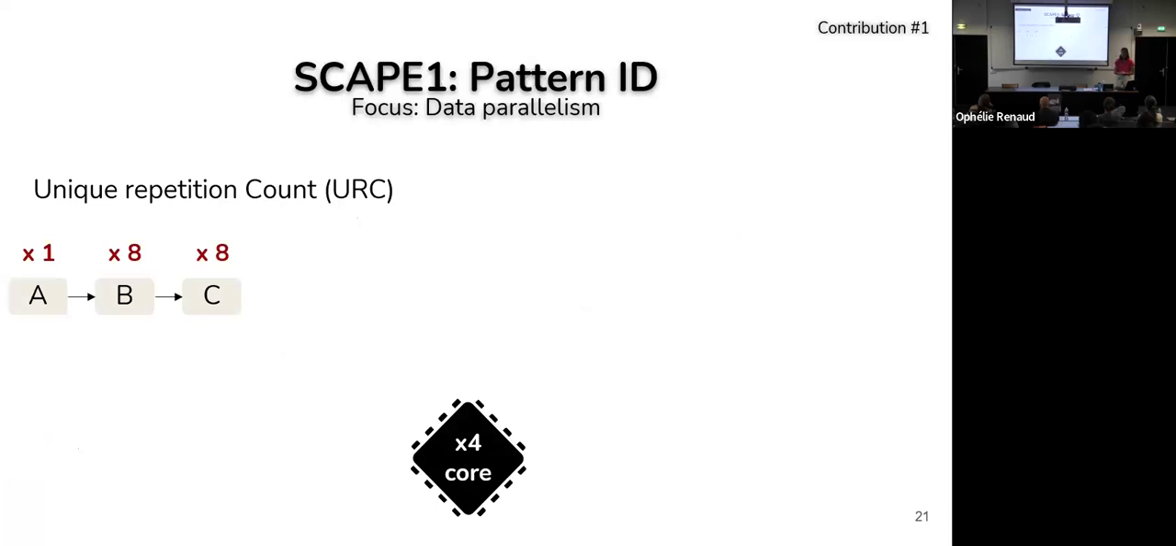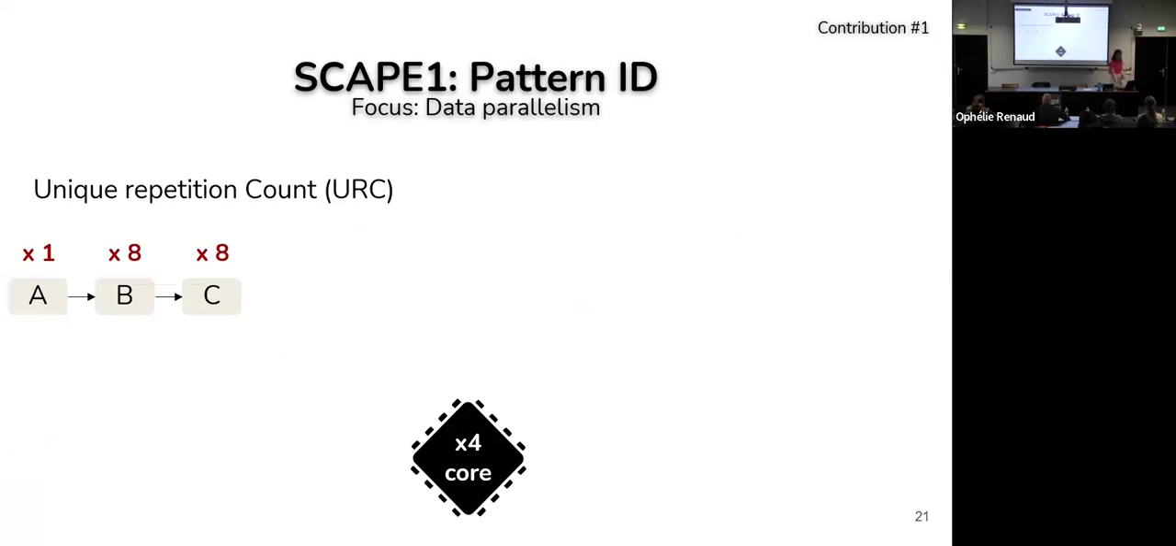What differentiates the first two versions of our method SCAPE is the identification of particular patterns of actors. The first version focuses on reducing the excessive data parallelism to match the target. And the first pattern is URC, which stands for unique repetition count. This corresponds to sequential actors that share the same repetition vector.